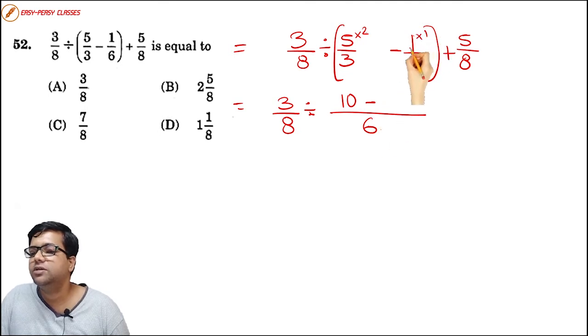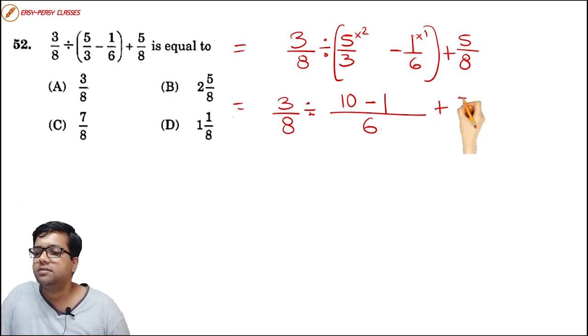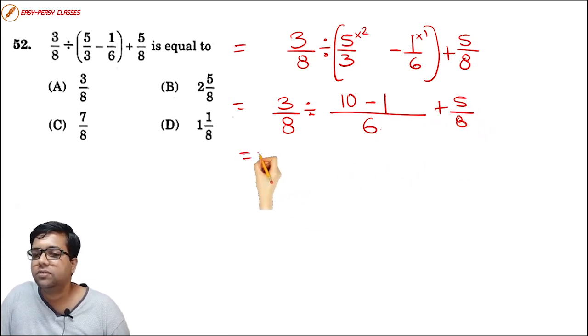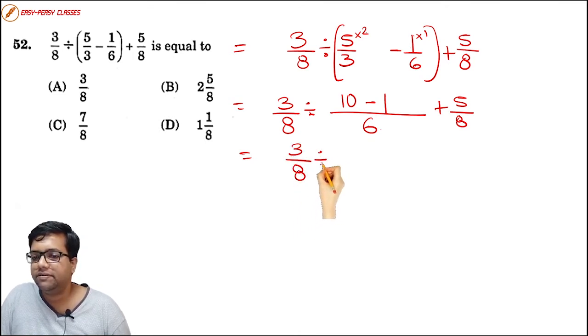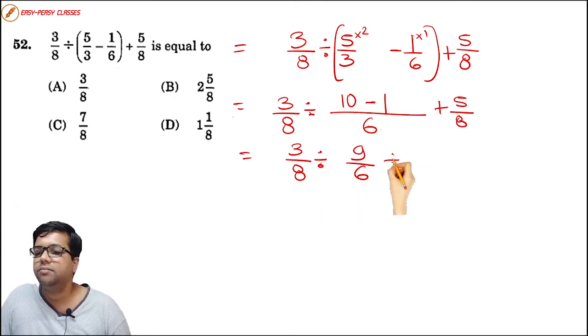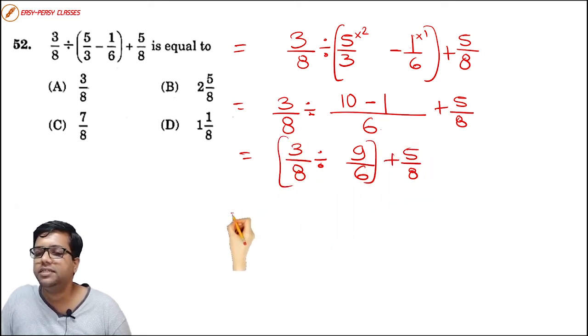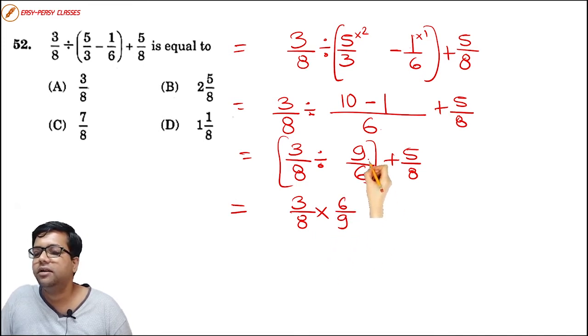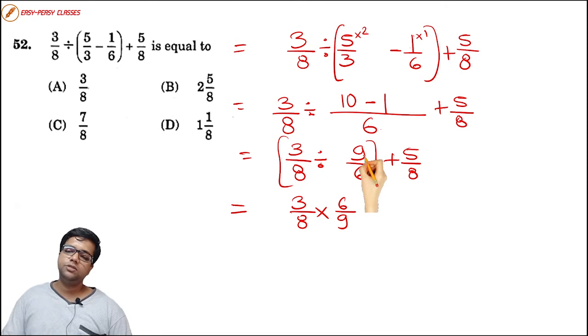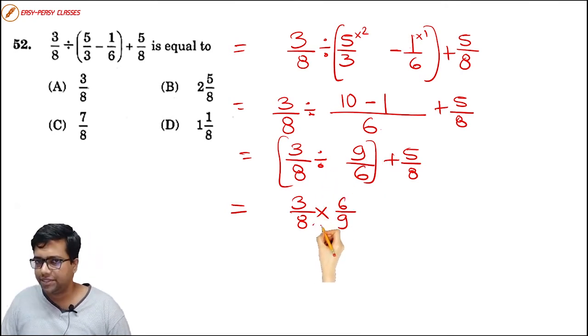6 1s are 6. You just multiply the numerator with that number. 1 1s are 1. Okay, plus 5 by 8. So what will be there next? 3 by 8 divided by 10 minus 1 is 9 divided by 6, right, plus 5 by 8. So now you will go for division, not the addition. Okay, so for going for division, what you will do? 3 by 8 into 6 by 9. The numerator becomes denominator and the denominator becomes numerator by interchanging the division sign with the multiplication sign.